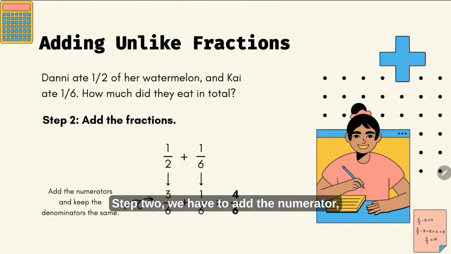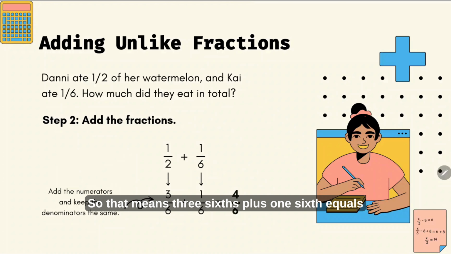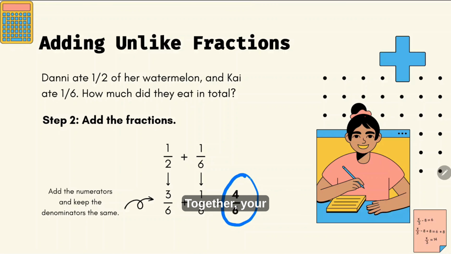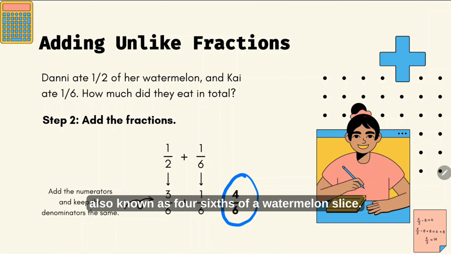Step 2. We have to add the numerators, 3 plus 1, but keep the denominator the same, which is 6. So that means 3/6 plus 1/6 equals 4/6. Together, your friends Danny and Kai ate 4/6 of a watermelon slice.